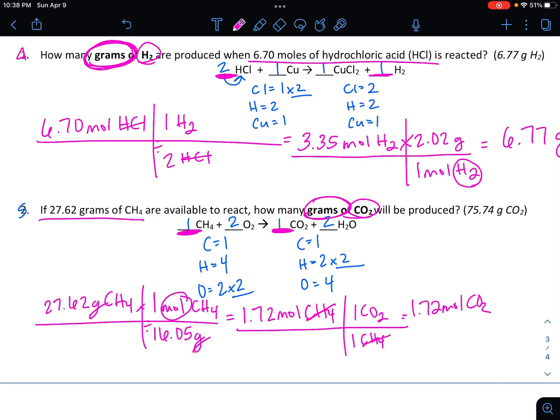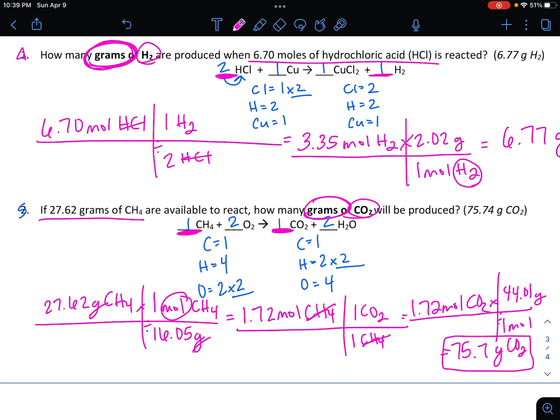The question though asked me for grams. So my last step is going to use my molar mass. So I'm going to add up 1 carbon and 2 oxygens to get my molar mass. And then multiply the top, divide by the bottom, and I get 75.7 grams of CO2. So hopefully that helped you work through some of the problems.